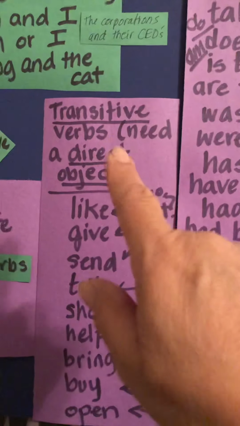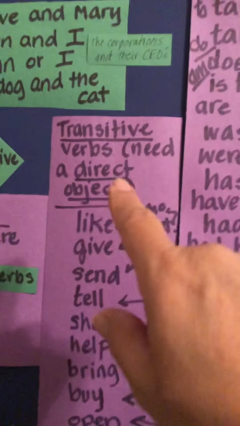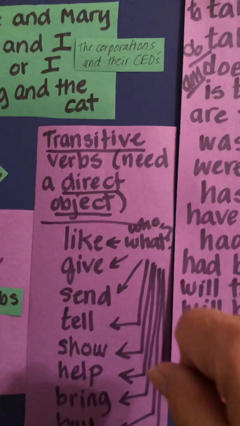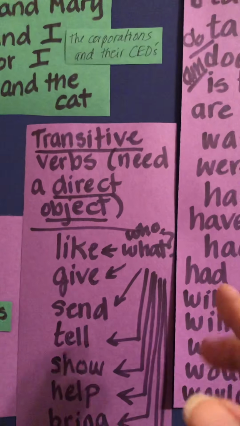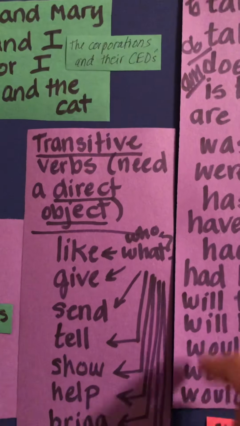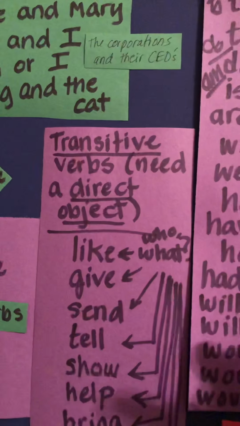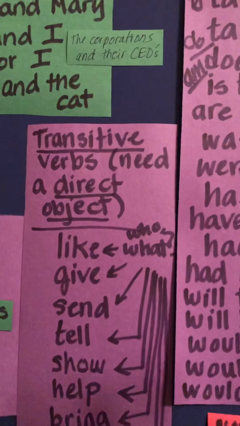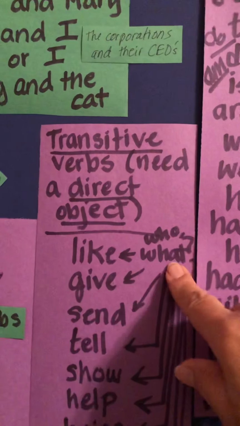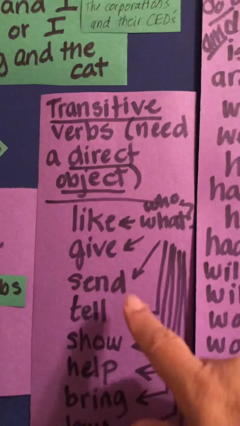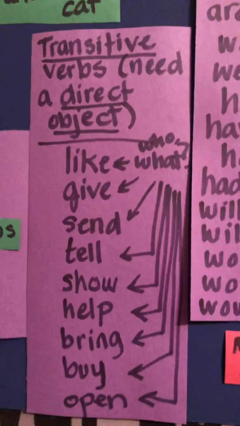Now let's look at these verbs. These are called transitive verbs. You have to be careful with these because you cannot use them by themselves. You cannot say I like or she likes. It leaves you thinking, well, I like who or what. Okay, and these are some of those verbs.